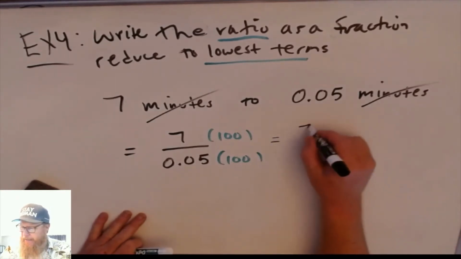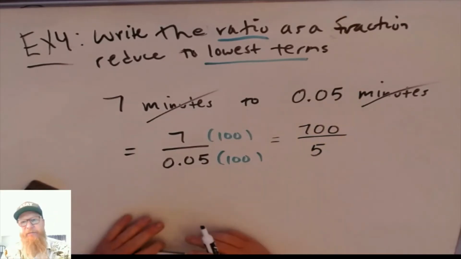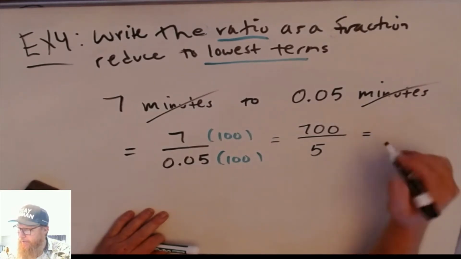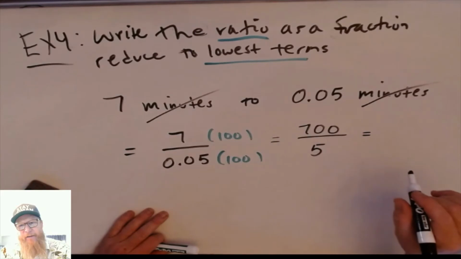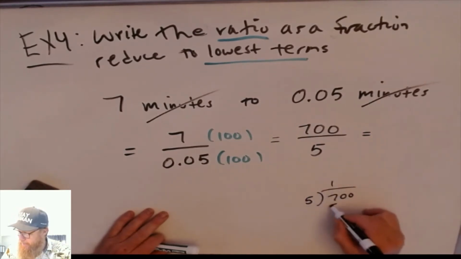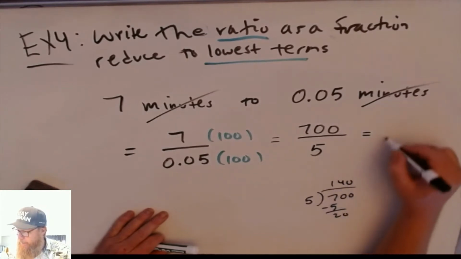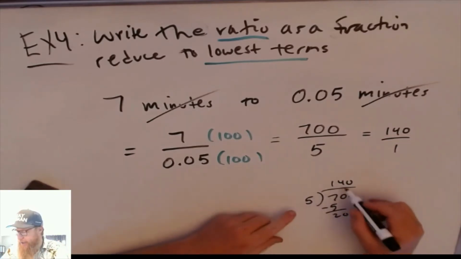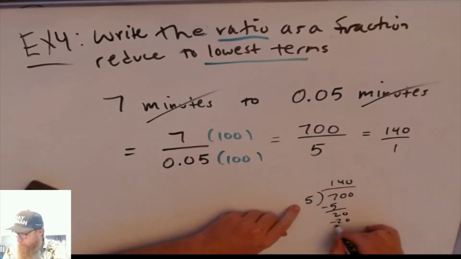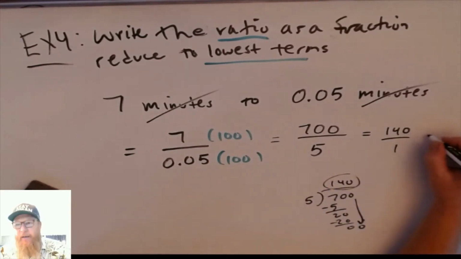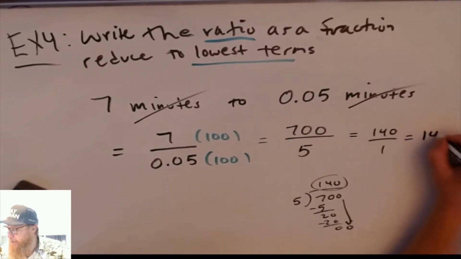So what do we got? We got 700 over 5, which is, again, another unit ratio. Because 5 goes into 700 how many times? 140 times. I didn't finish this, but 4 times 5 is 20, remainder 0, bring down the 0, 5 goes into 0 0 times. So when the ratio is, again, a unit ratio, you can just say 140.